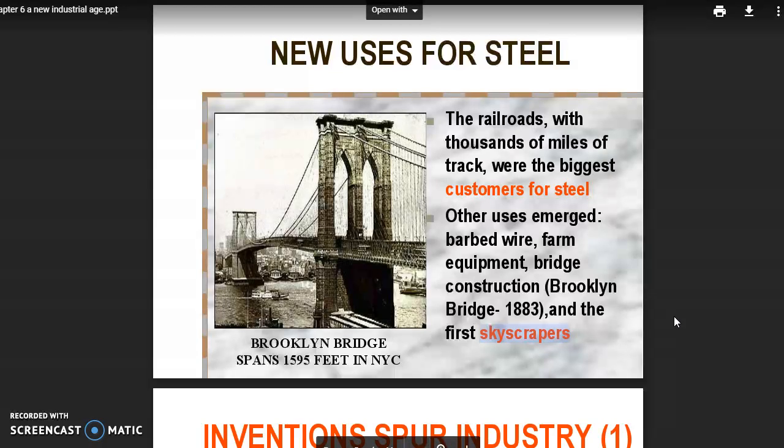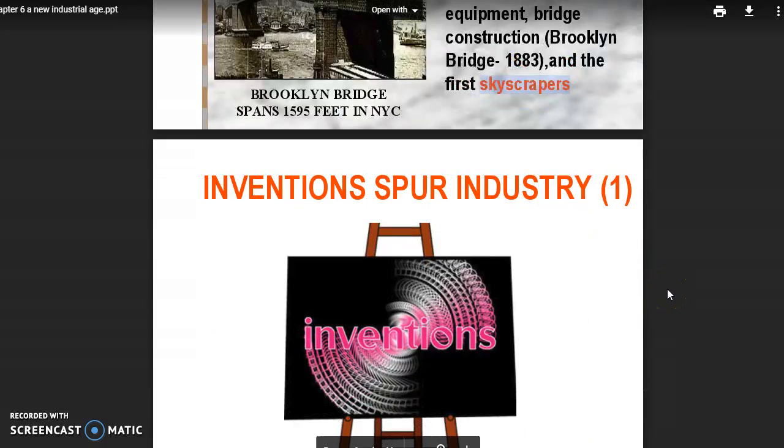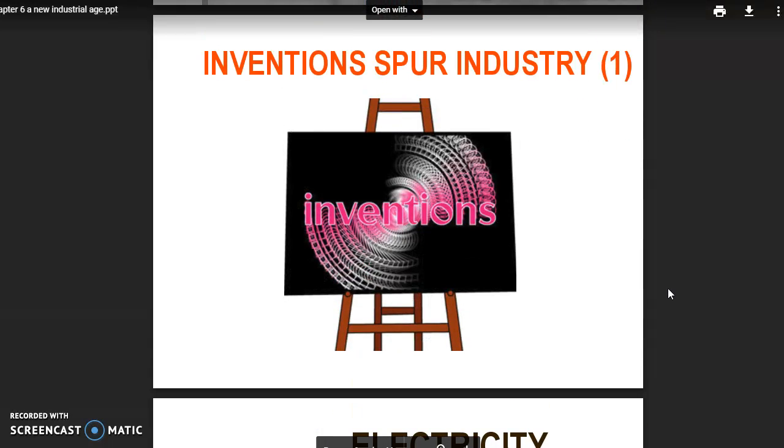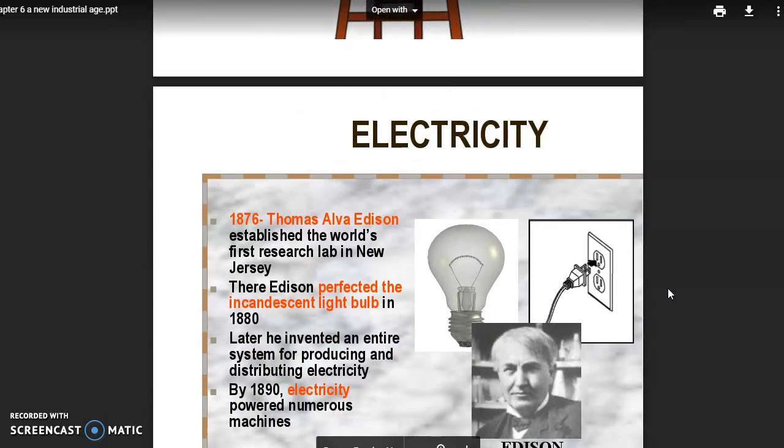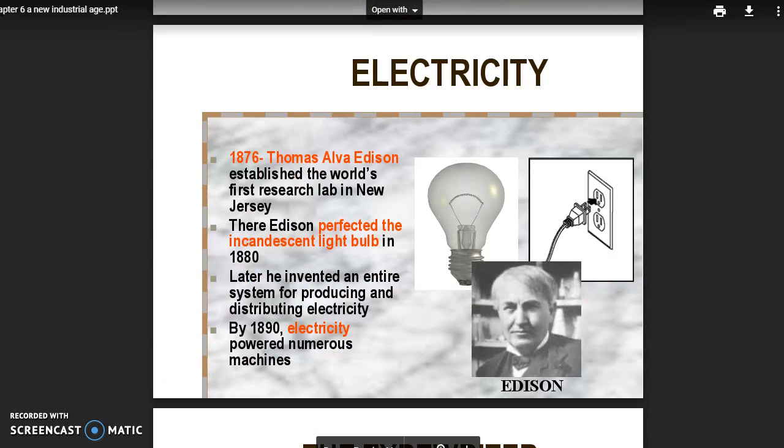Question number 5 is, describe how new inventions spur industrial growth and explain the impact they had on jobs. So the next few slides, we'll start looking at some of the new industries. Electricity. So you can write that down for number 5. And what did that do for jobs? It allowed us to work at night. It gave us lights in our home. It powered numerous machines.